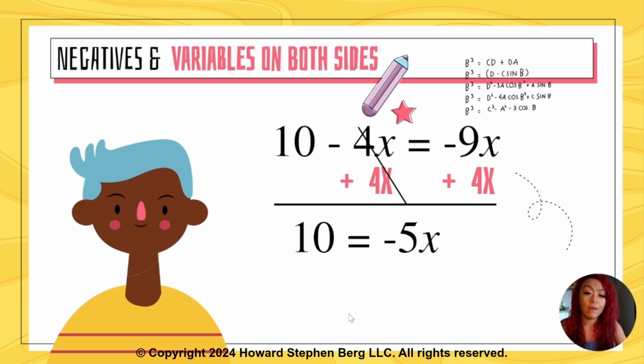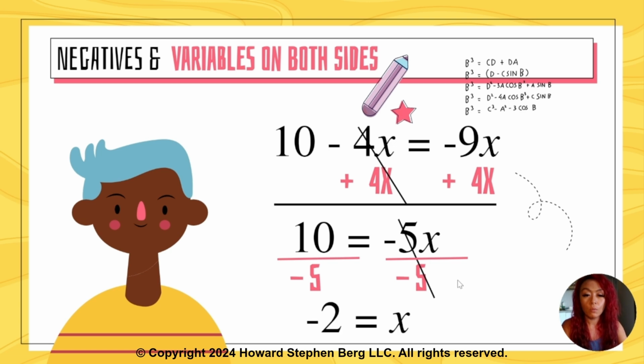Now we only have x on one side of the equal sign, and we have one step left to solve. We'll divide both sides by negative 5. Our negative 5's cancel out, and we get our solution, which is x equals negative 2.